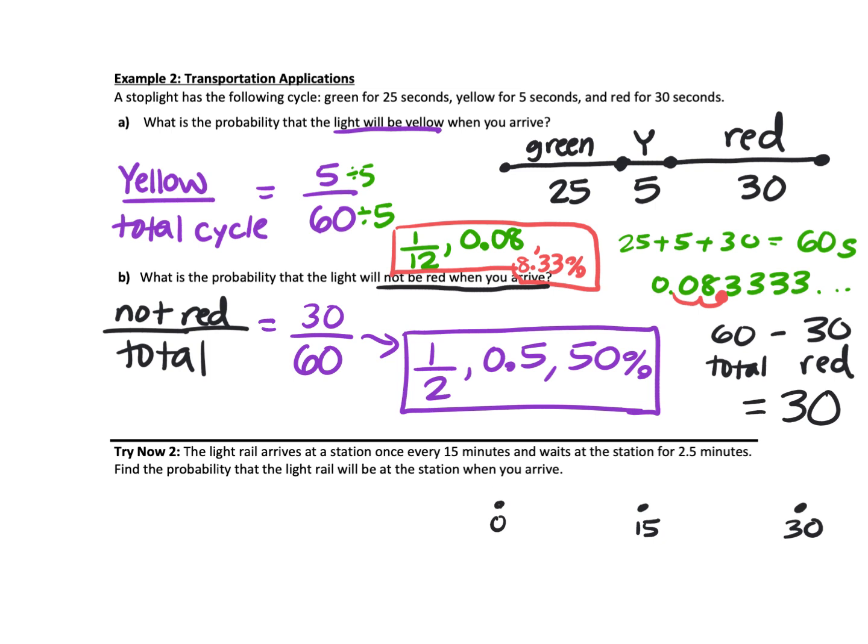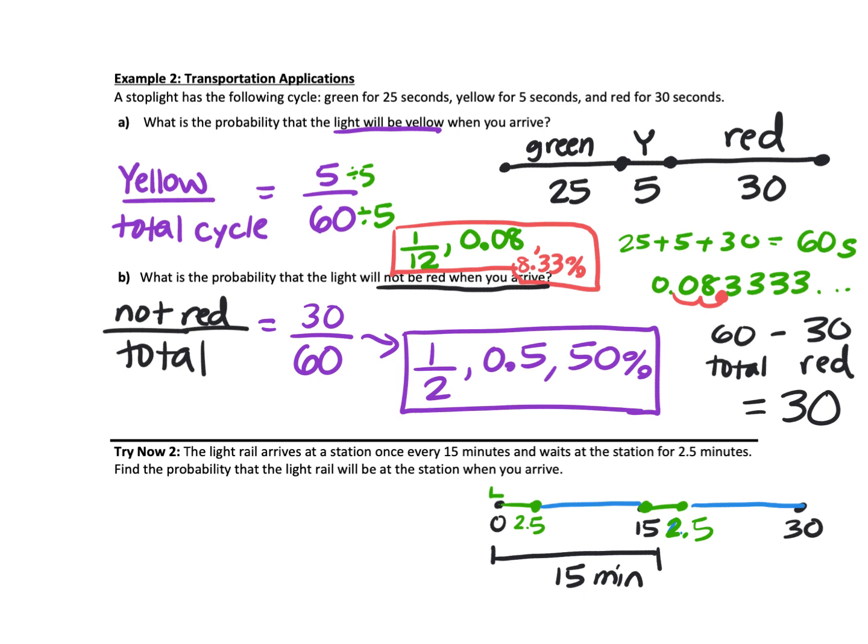So here, let's just assume the light rail stopped. They wait at the station for 2.5 minutes, and then they get on their way again before they get to the next stop, and then wait there another 2.5 minutes, and then they finish up. So the 15 is actually the length of the full cycle. Of that 15 minutes, 2.5 of them the light rail is there, and the rest of the minutes, the light rail is not there.